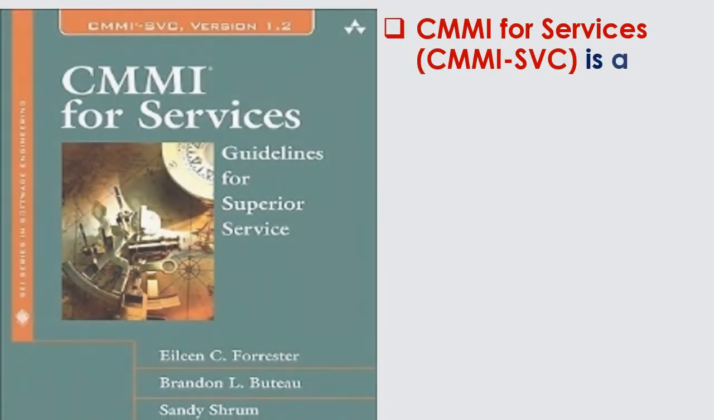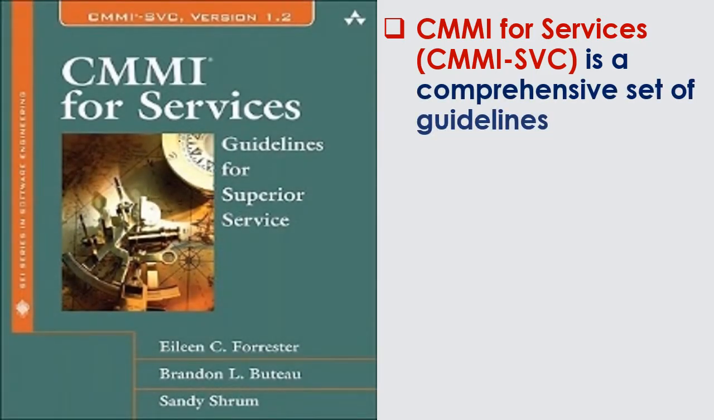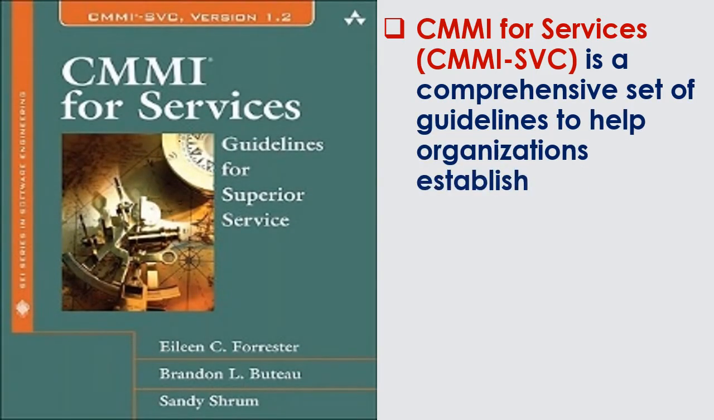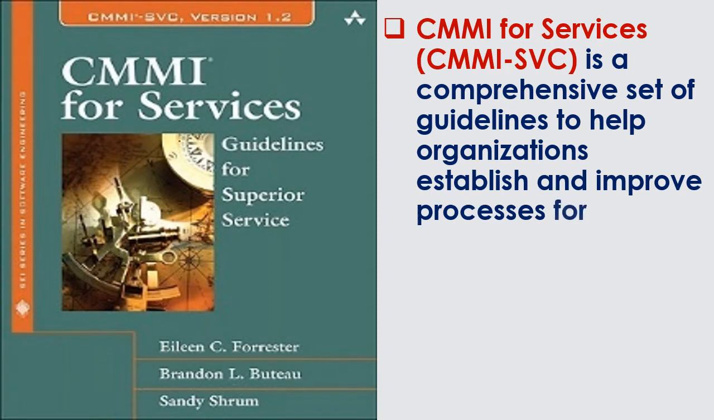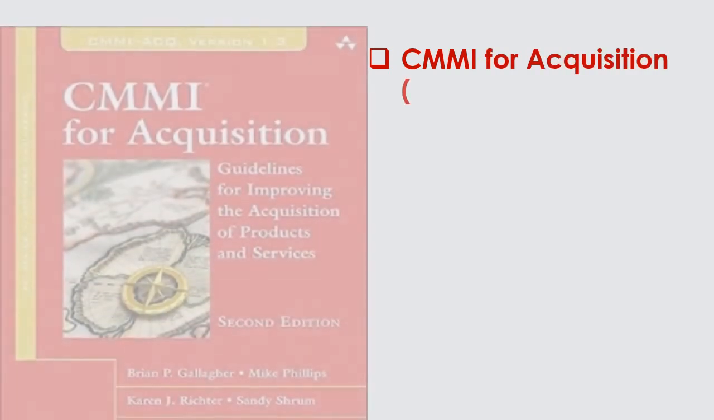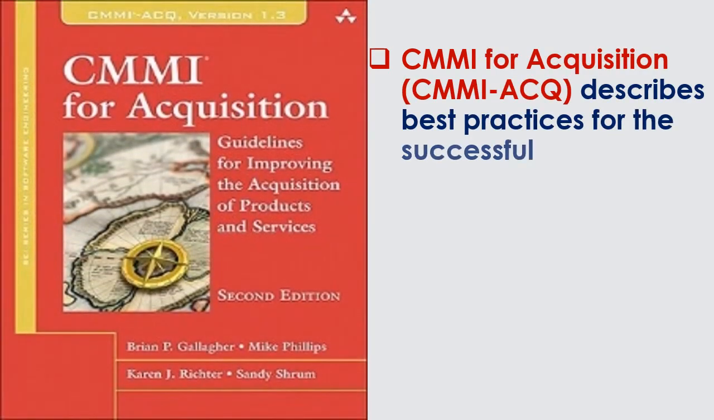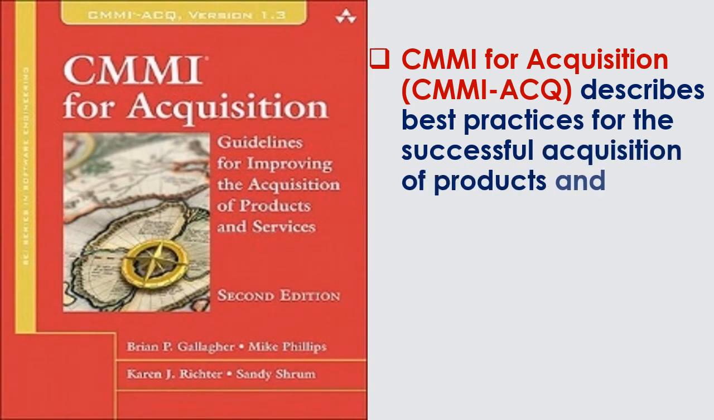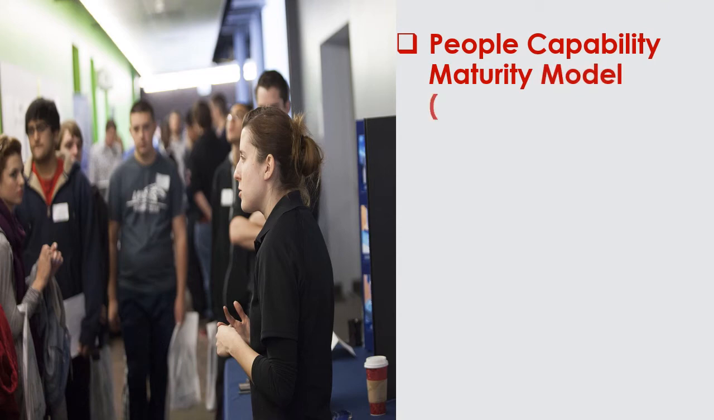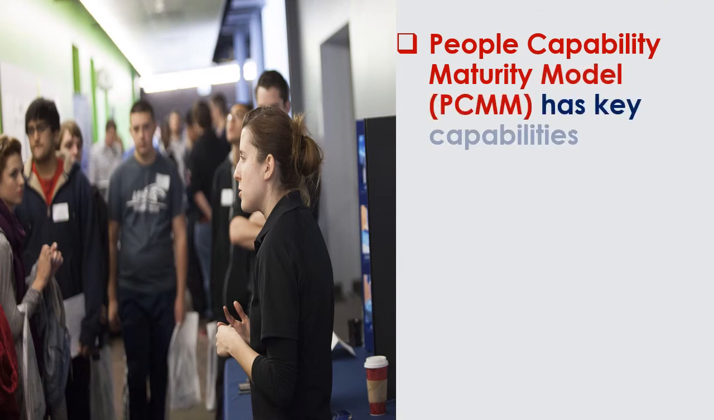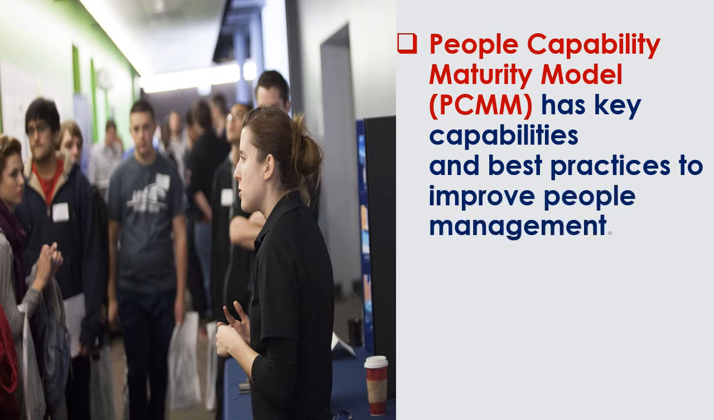CMMI services is a comprehensive set of guidelines to help organizations establish and improve processes for delivering services. CMMI for acquisition describes best practices for the successful acquisition of products and services. People Capability Maturity Model has key capabilities and best practices to improve people management.